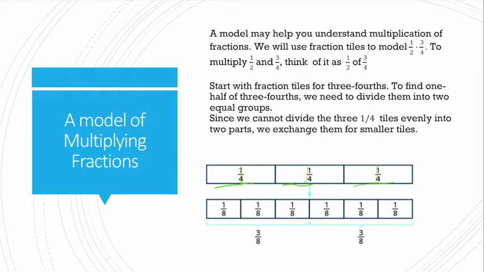So we break them down into eighths, and then I take half of that, and I get 3/8. So if I want 1/2 of 3/4, that's 3/8. Let's check that this works multiplication-wise. 1 times 3 is 3. 2 times 4 is 8. As we can see, they are equivalent. They're the same.